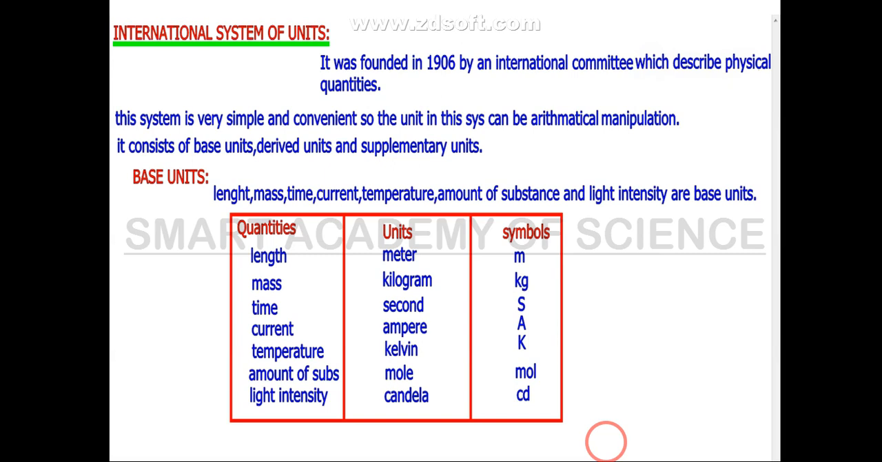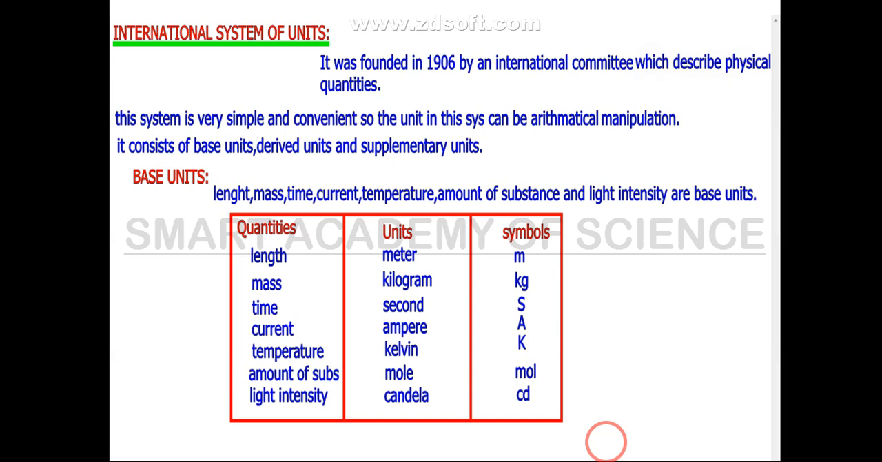Length, mass, time, current, temperature, amount of substance and light intensity are base unit. Base unit मतलब जो basic unit है physics में जो हम ज़्यादा use करते हैं या जिनका इस्तेमाल ज़्यादा होता है physics में या physics की laws बनाने में.